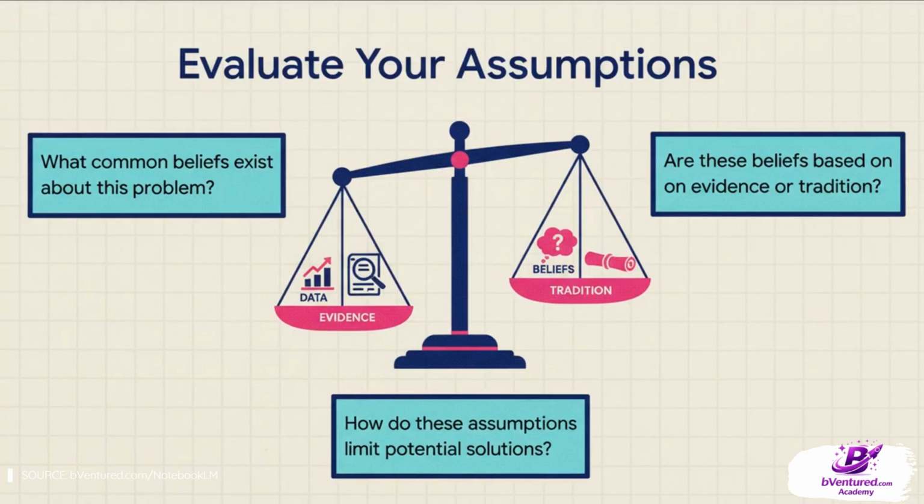So how do you actually put your assumptions to the test? Well, first, just list them out. Write down all those unspoken rules you have about the problem. Then, for each one, ask yourself, is this belief based on hard evidence, or is it just a tradition? Is it a fact, or is it just a feeling? And maybe most importantly, how is this belief limiting the kinds of solutions you're even willing to think about?